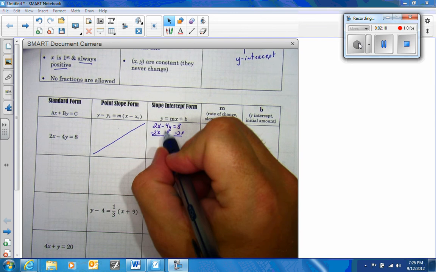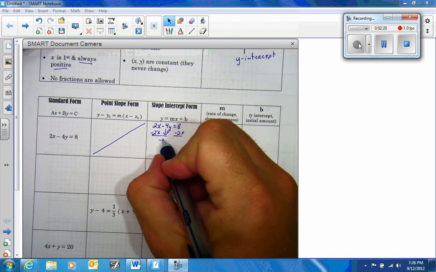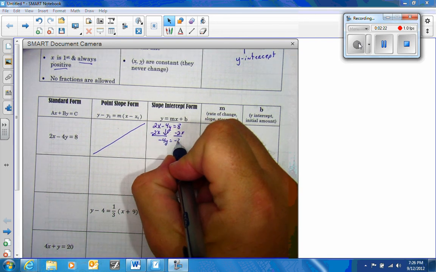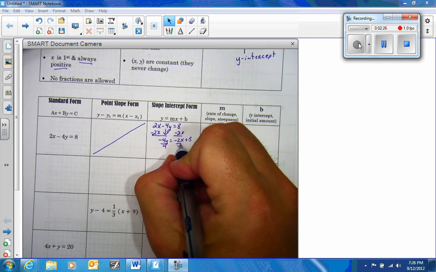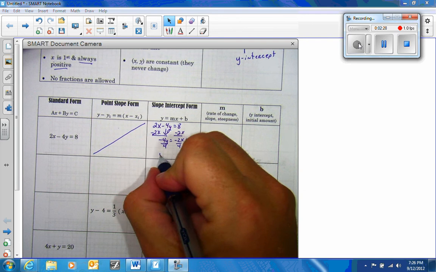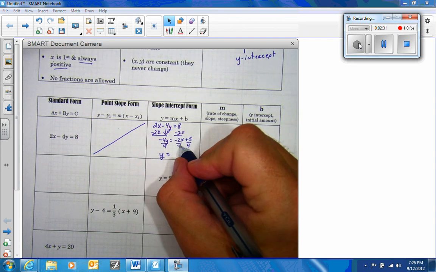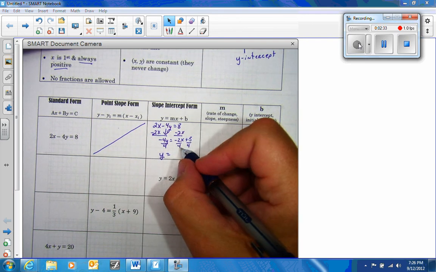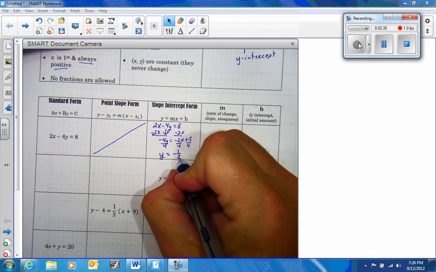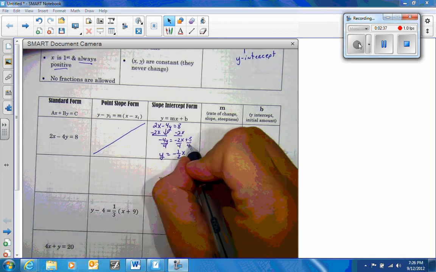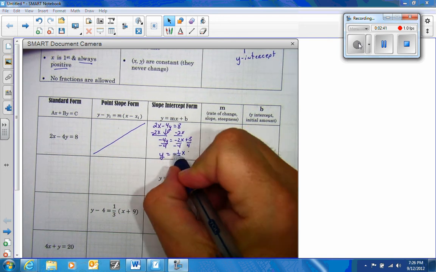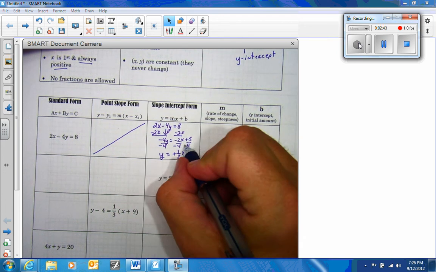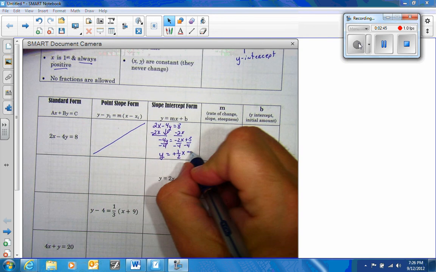Show your work, please. Bring this down. It's negative 4y equals negative 2x plus 8. I'm going to divide everything by negative 4. And I'm left with y equals. Remember, negative 2 divided by negative 4 is not negative 2. It's 1/2 x. I'm sorry, it's supposed to be divided by negative 4, so that's going to be a positive 1/2. And then 8 divided by negative 4 is a negative 2.